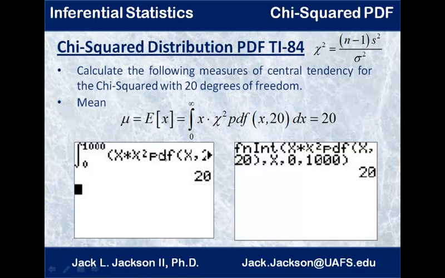X times chi-square PDF of x comma 20 is what you put in for the first number, comma x, that's the x of the dx part, comma 0, that's your lower bound, and 1,000, that's my upper bound, which is what we're using instead of infinity. And that turns out to be 20.